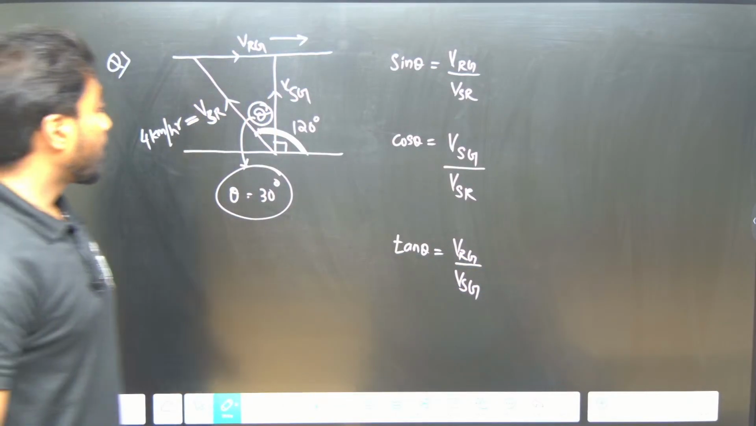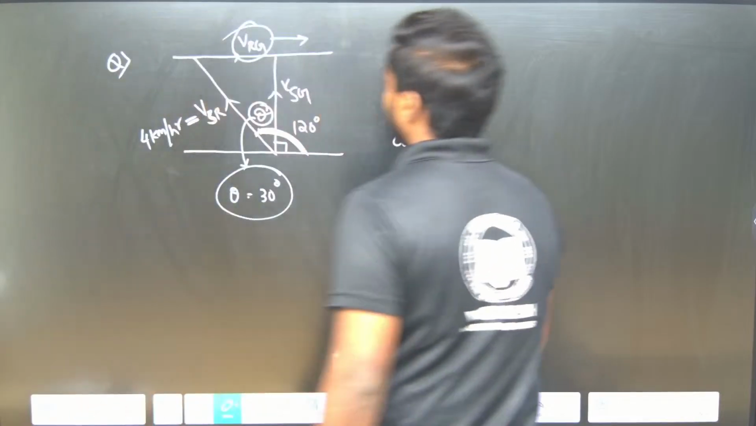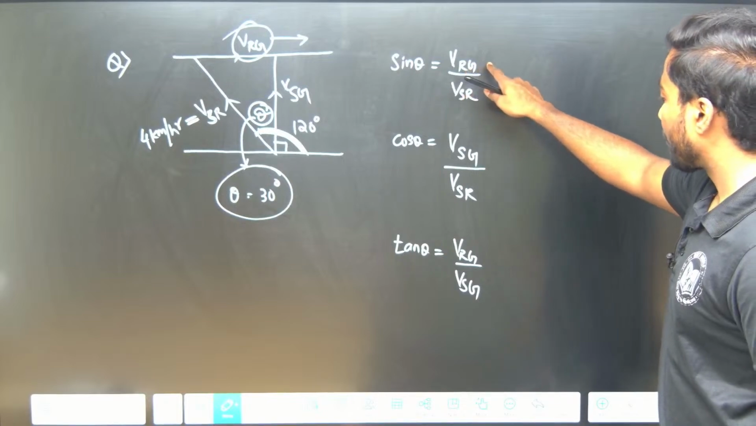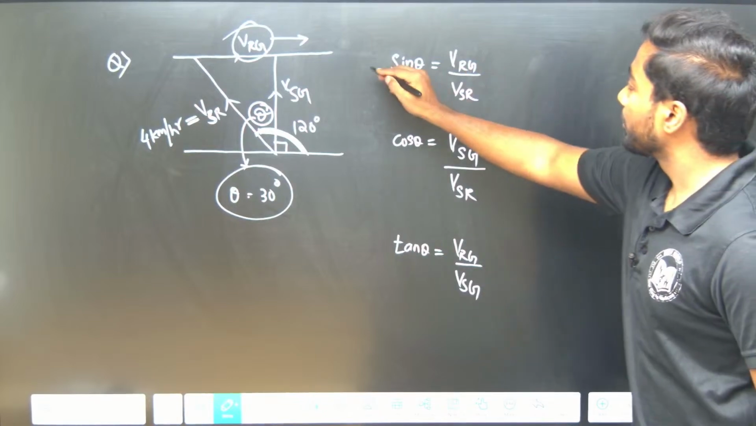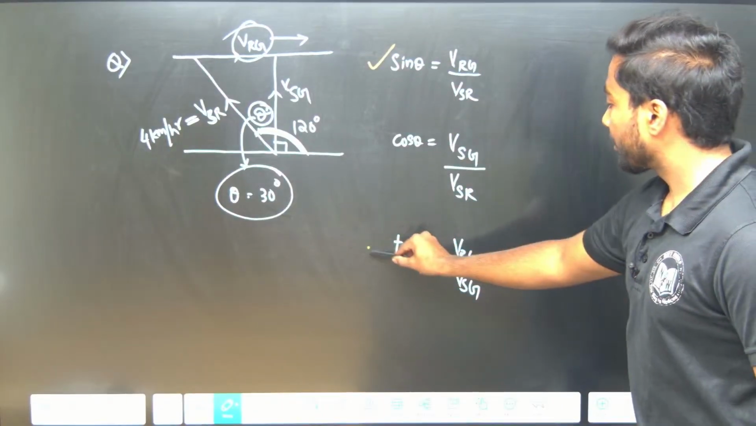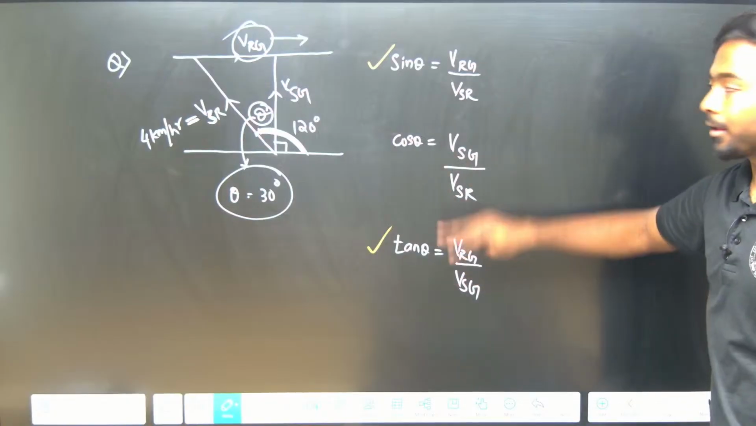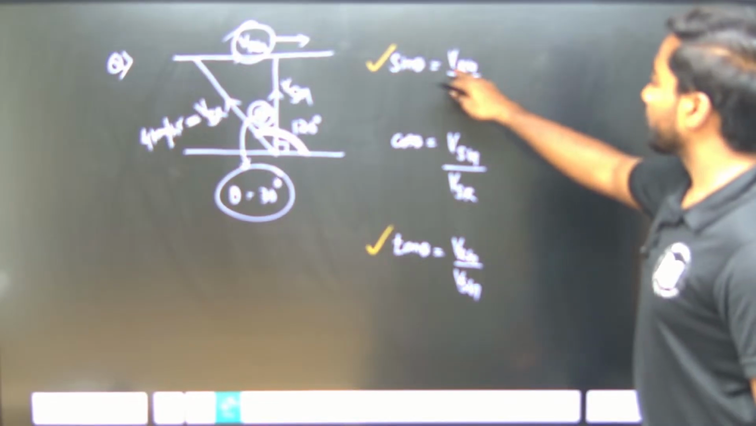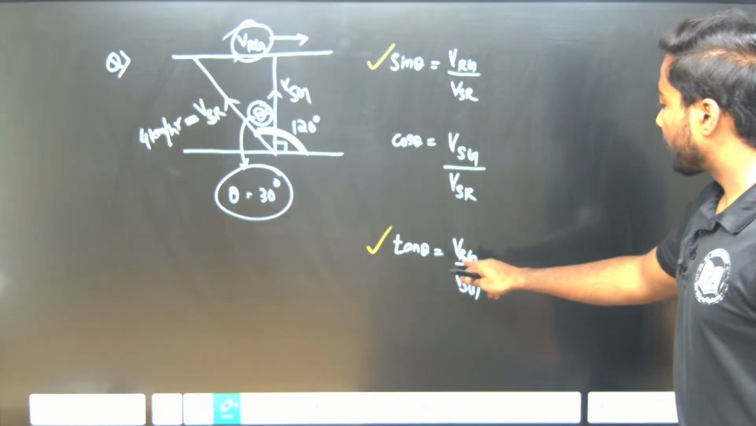Okay. Now I need to find the velocity of a river with respect to ground. Sin theta I can use, cos theta I can't use, and tan theta also I can use. Any two trigonometric ratios I can use. The unknowns are the velocity of the river with respect to ground, but the velocity of the swimmer with respect to ground I don't know, while the swimmer with respect to river I know the value, right? So I can use this.